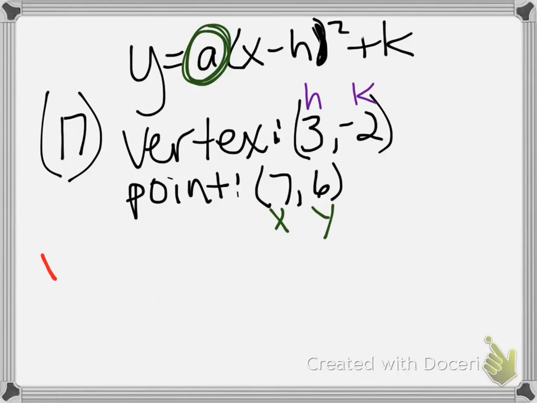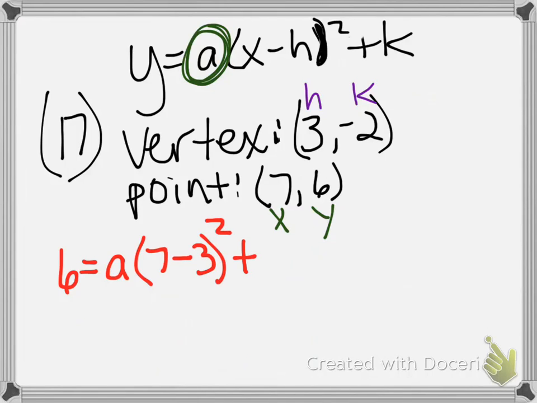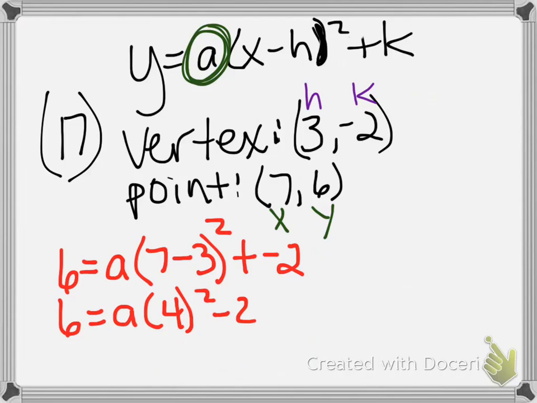Y equals, so what's my Y? 6. 6 equals A, I do not know, times (X, which is 7, minus H, which is 3) parentheses squared, plus K, which is -2. 6 equals A times 4 squared plus negative 2, which means minus 2. 6 equals A times 16 minus 2.